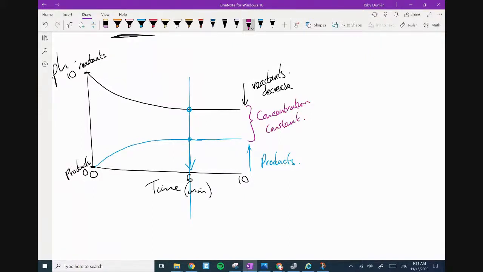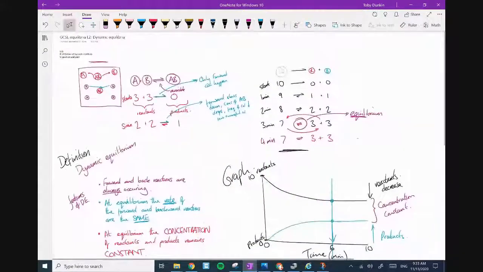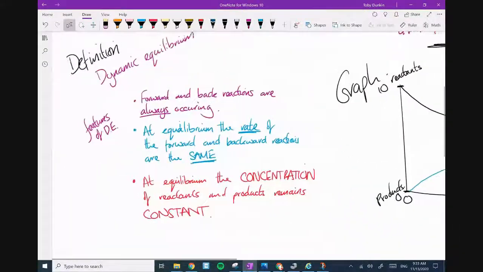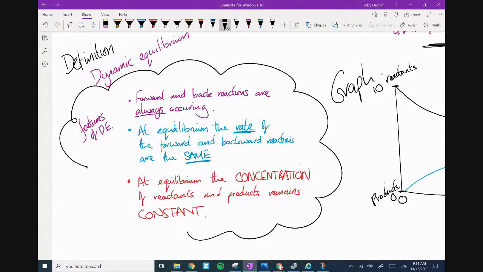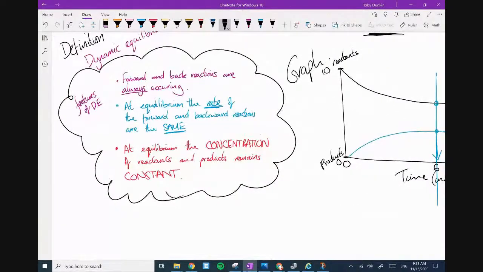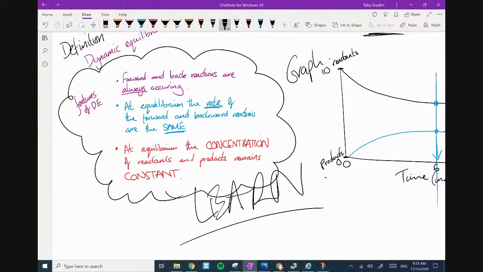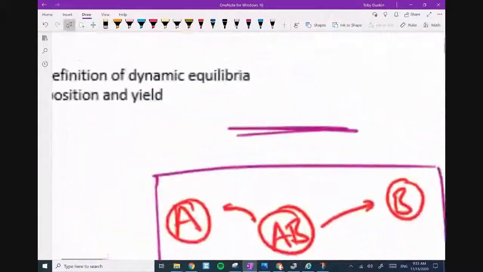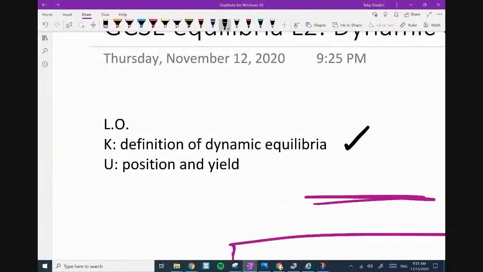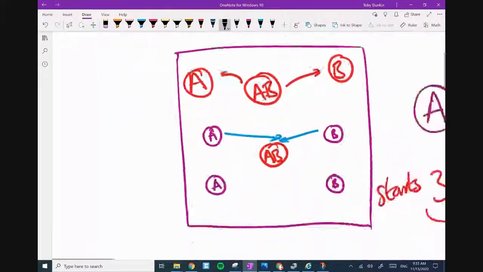Okay, so the next question that I need to answer. So now that we've got this, by the way, I need you to learn these, guys. Learn these: the features of a dynamic equilibrium, or just the definition. Learn. Love it. So, now that we've picked up that, I can go to my learning objectives and tick. There we go. Next, position and yield.